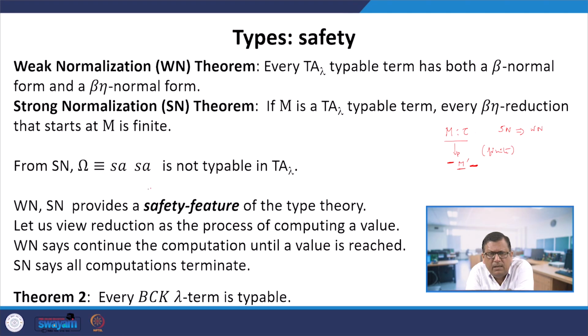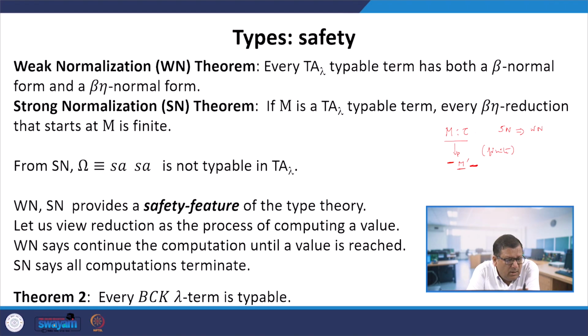The beta reduction of SA will be SA, so the infinite reduction is there. That means the negation of this part is true, the negation of this part should be true as well. That means m is not typeable, and we know that this term is not typeable in T A lambda, and this we obtained from the SN theorem.